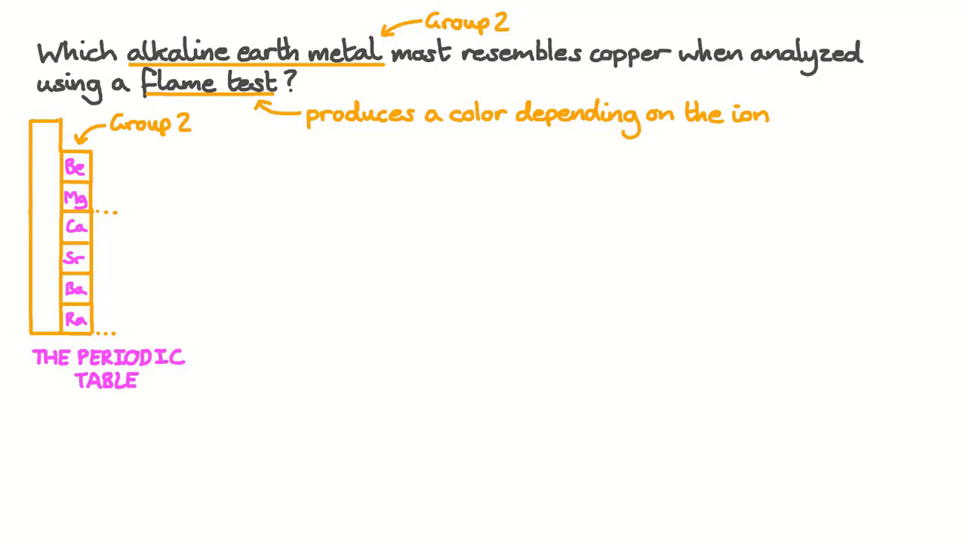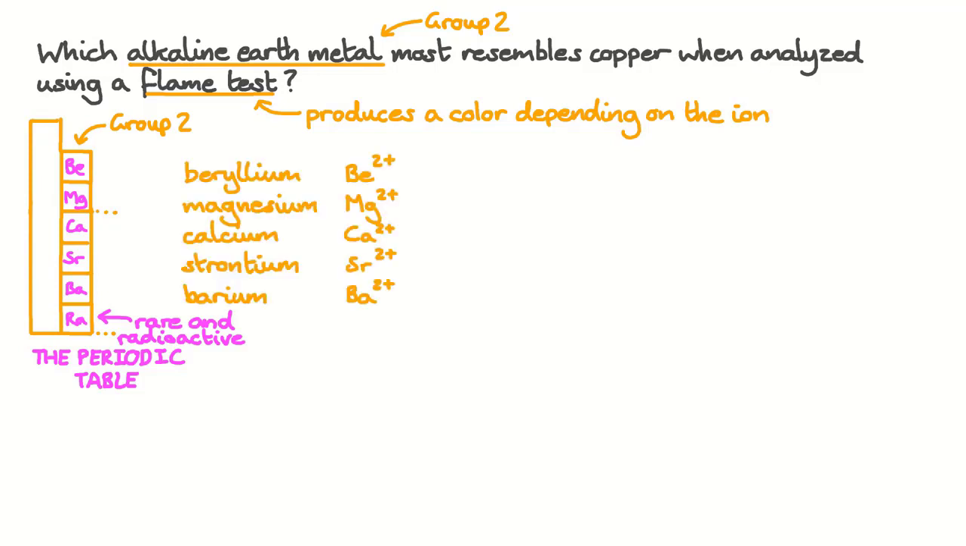The elements in Group 2 are beryllium, magnesium, calcium, strontium, barium, and radium. Radium is rare and radioactive, so for the purposes of this question, we can ignore it. Each of these elements tends to form ions with a 2+ charge. To answer this question, we need to recall what colour flame copper produces in a flame test and compare it to those of beryllium, magnesium, calcium, strontium, and barium.